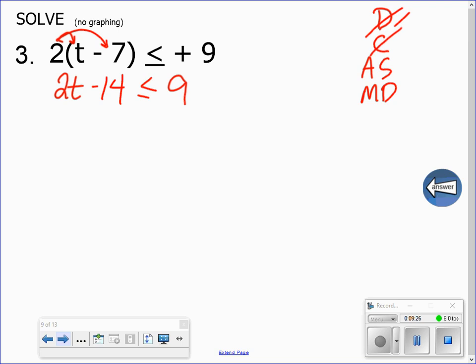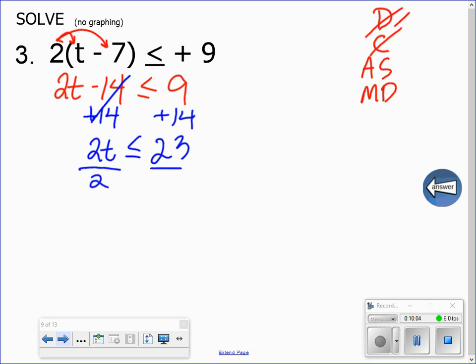But we do need to add and subtract so that we get the variable on a side by itself. So we're going to have to move this 14 because the 14 is on the same side as the variable. Remember that to get rid of 14, we're going to do the inverse operation. The inverse of subtraction would be addition, so we add 14, and we need to add it to both sides. So now we have 2t is less than or equal to 23. And then we divide.